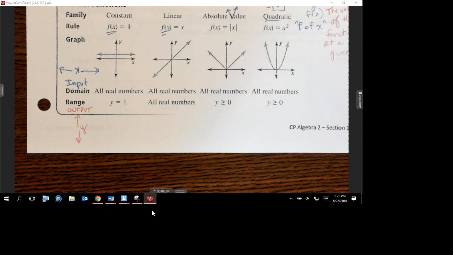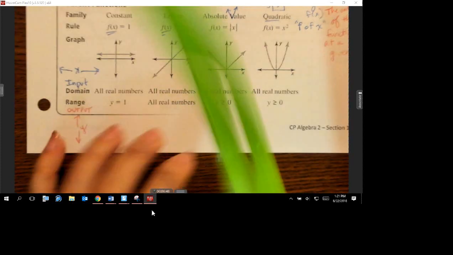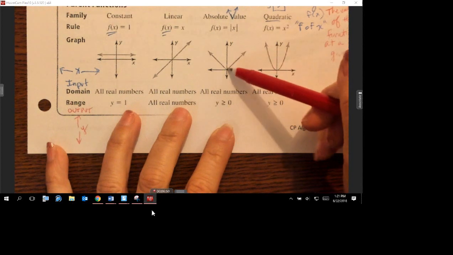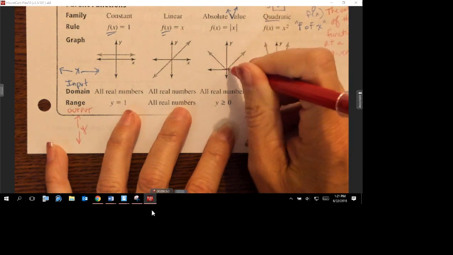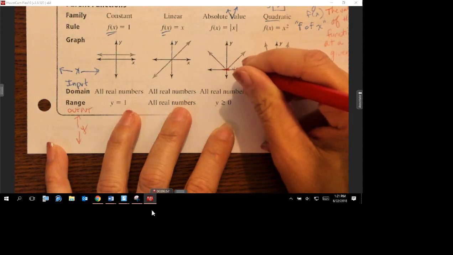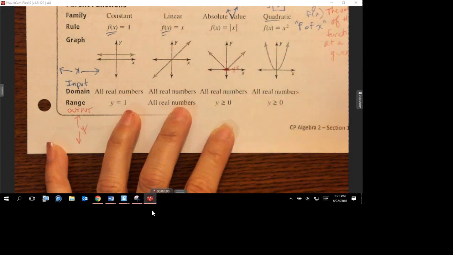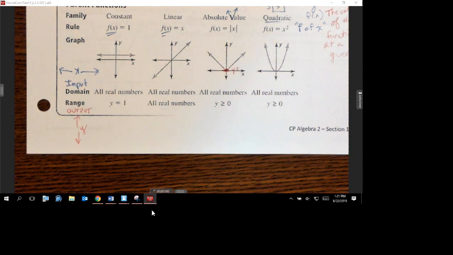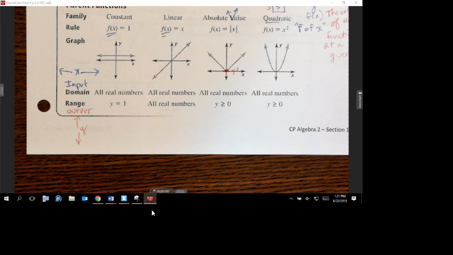Absolute value. How far to the left and how far to the right does it go? All real numbers. How far down does it go? I'm going to start with the lower number. This is the lowest point on that V. What does y equal at that lowest point? And then from that lowest point, it goes up and up and up. So we put our range as y is greater than or equal to 0.